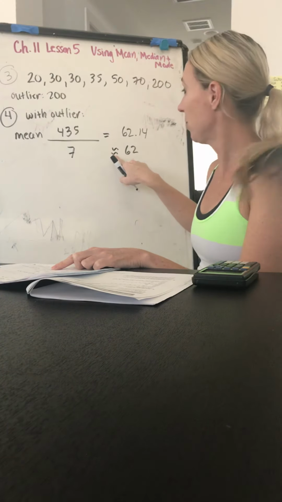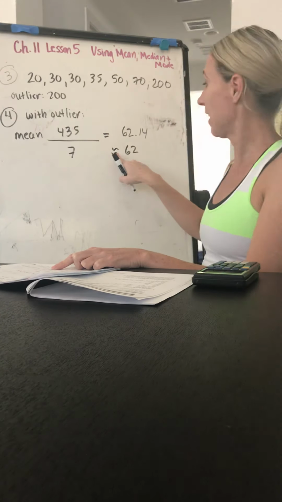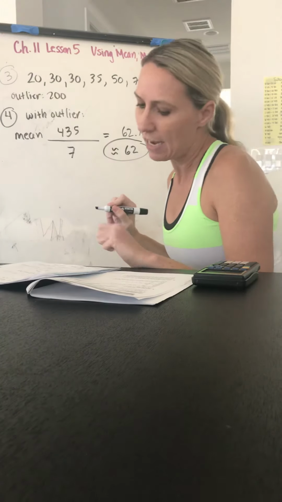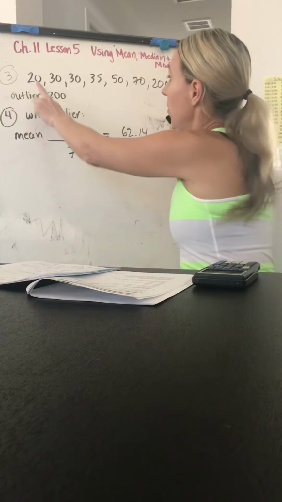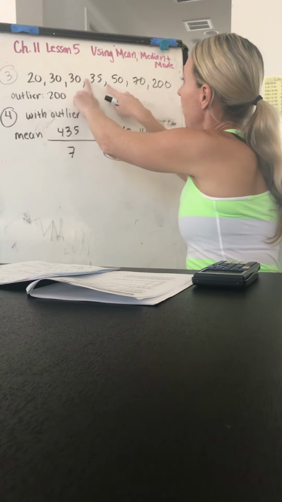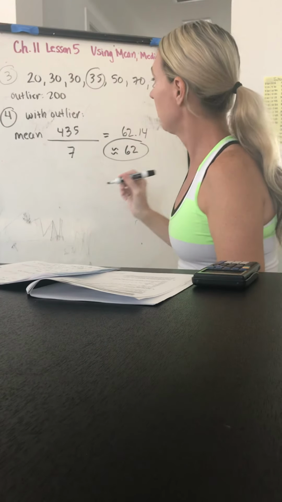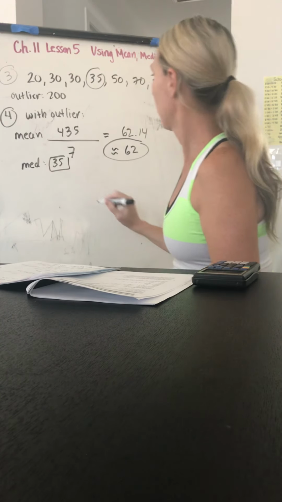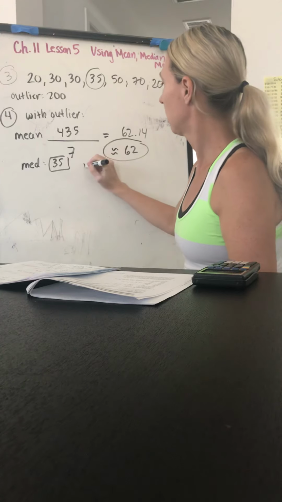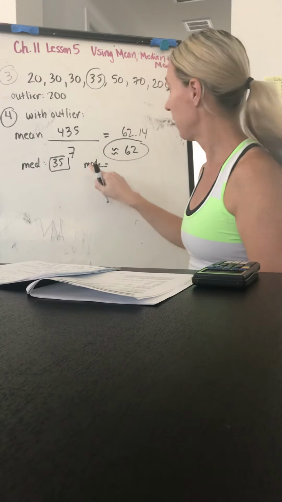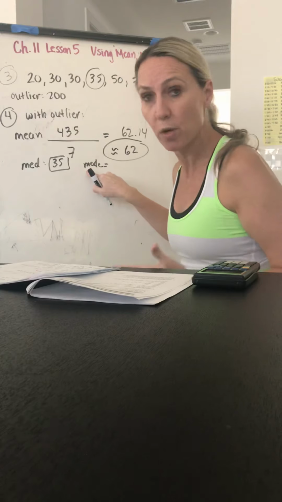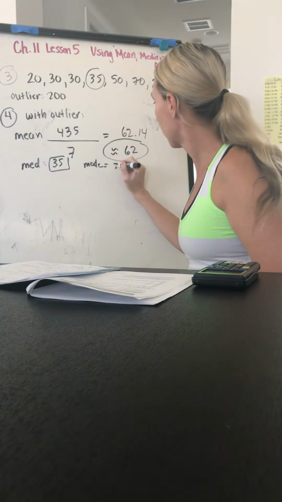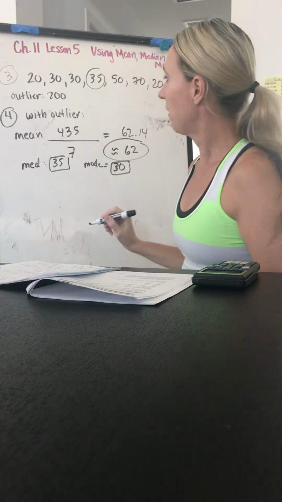Anytime you estimate, use what I call the squiggly equals. It's actually the approximate sign. Just use that. So here's our mean. This is with the outlier. Now, when we do the median, we're going to go 1, 2, 3, 1, 2, 3. We're going to find the middle number. So the middle number here is 35. Then the mode is the number that occurs most often, MO, mode, and MO, most often. And that's going to be 30 because that occurs twice. Okay. So that's with the outlier.